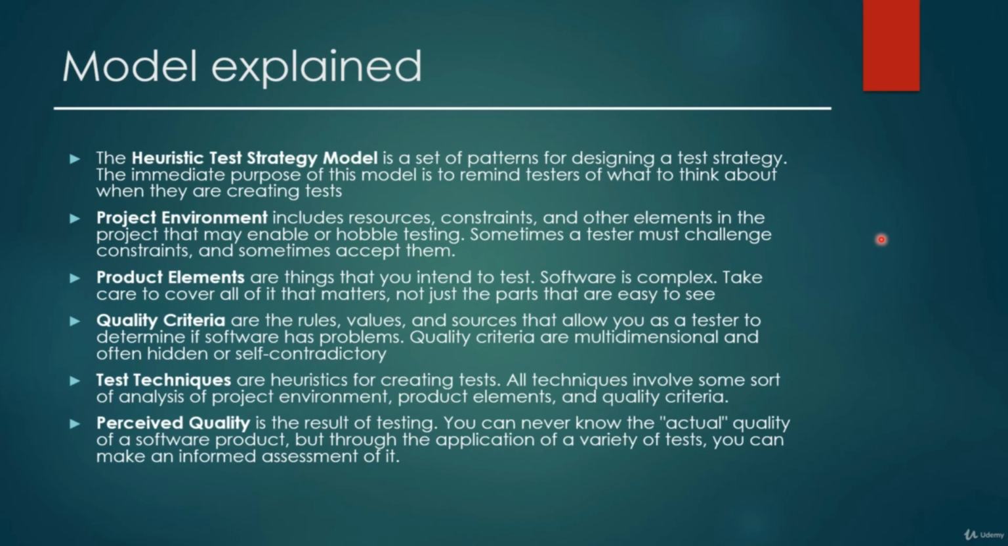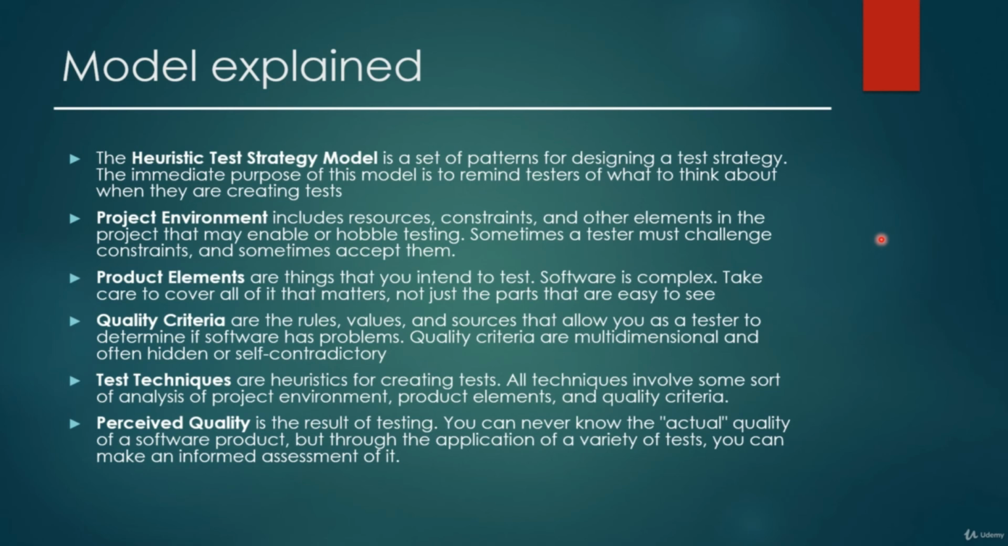Quality criteria are the rules, values, and sources that will allow you to determine if the software has a problem. It's also called the testing oracle, and sometimes they are hidden or self-contradictory. Sometimes it's not obvious if it's working as it should or not. And we spoke about this more, especially in the bugs module. You can see examples of that, like how a bug can be misunderstood or even disputed.